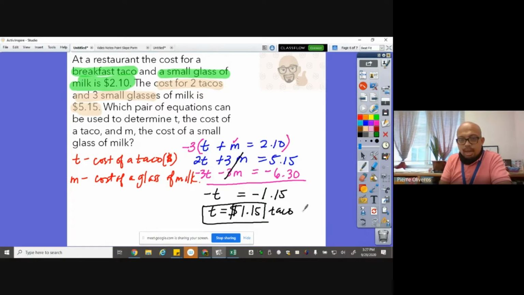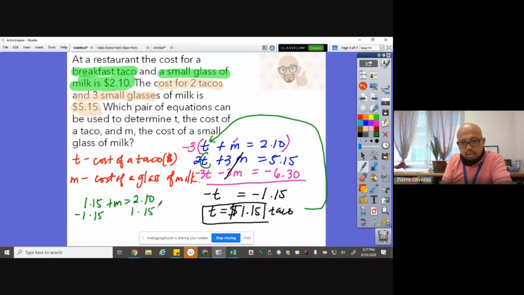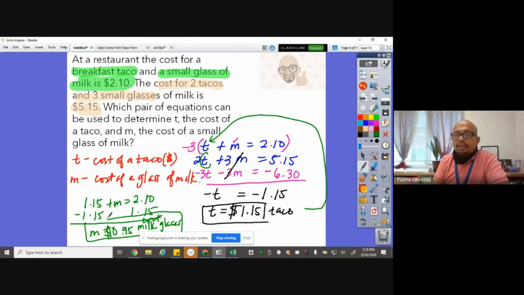While for the milk, I'm gonna plug in the $1.15 to here, or I can put it here, but I decided to go to the first one. It's a lot easier. So $1.15 plus M is equal to $2.10, minus $1.15 on both sides. Therefore, the cost of a glass of milk, get the difference of that, 2.10 minus 1.15 will give me 95 cents for the glass of milk. That is the cost. Okay.